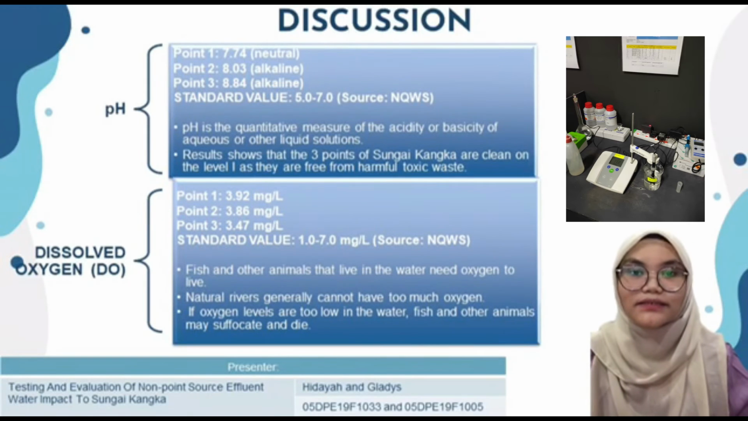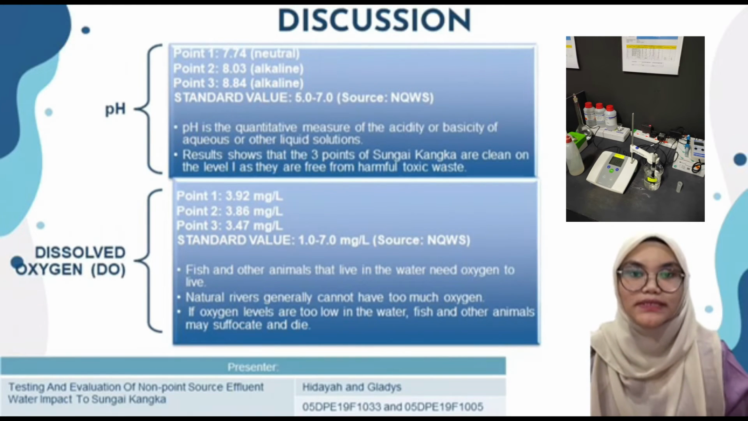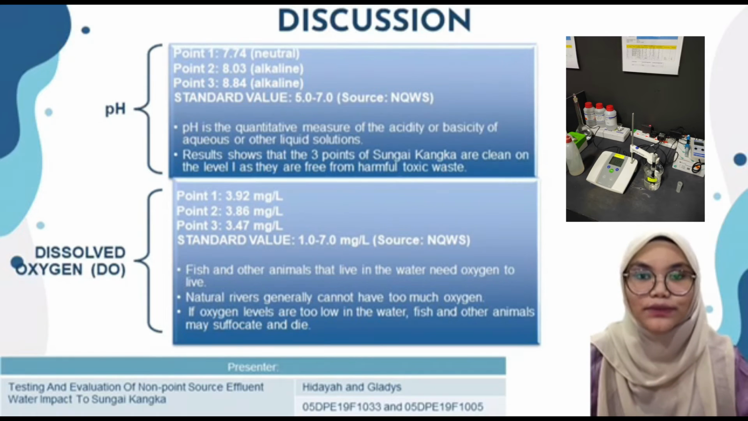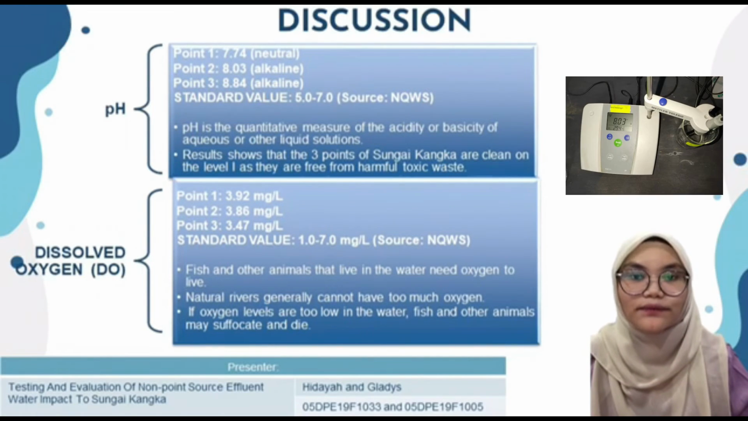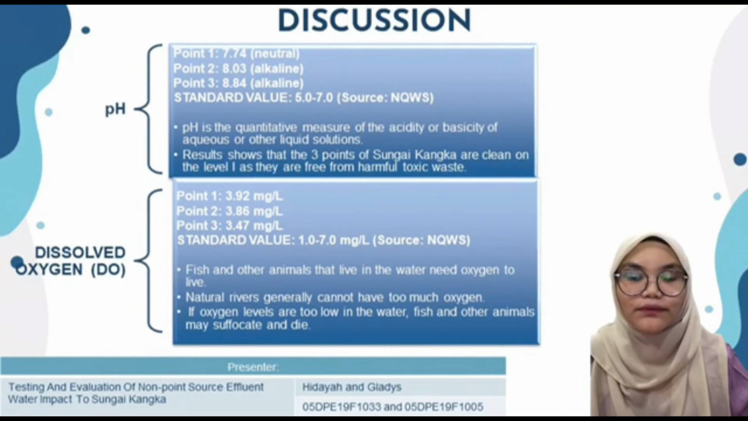The discussion for the pH: pH is the quantitative measure of the acidity or basicity of aqueous or other liquid solutions. According to national water quality standards, the standard value is 5 until 7. The result shows that the 3 points of Sungai Kangka are clean at class 1 as they are free from harmful toxic waste.